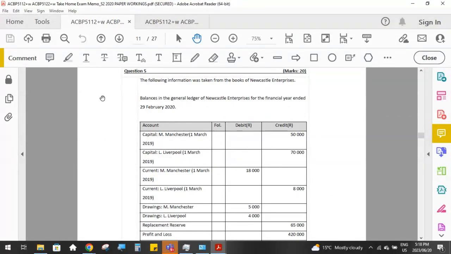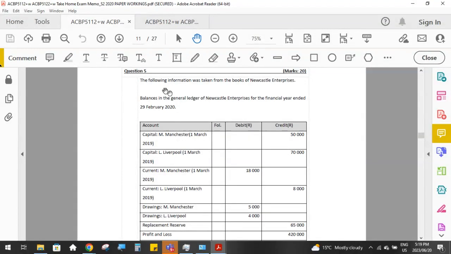You're bound to get a question on, well, you will get a question on partnerships, and the appropriations account is usually the question that you will get because it's really the most, I won't say important part of the partnerships, but it is the one thing about partnerships that's different to any of the other structures. So that's usually what they test you on. So let's have a look.